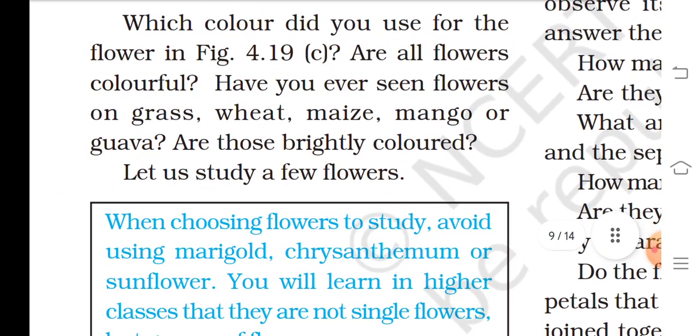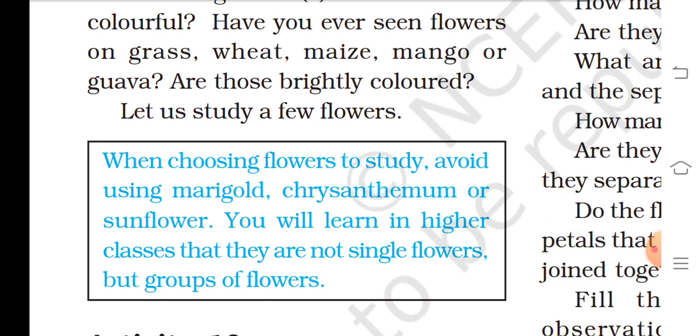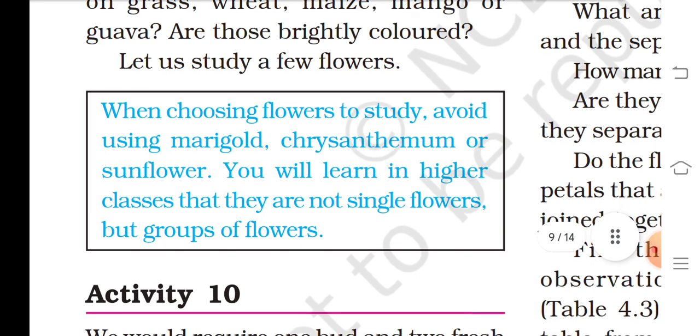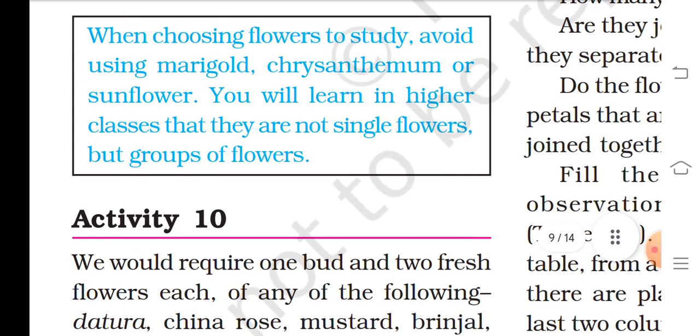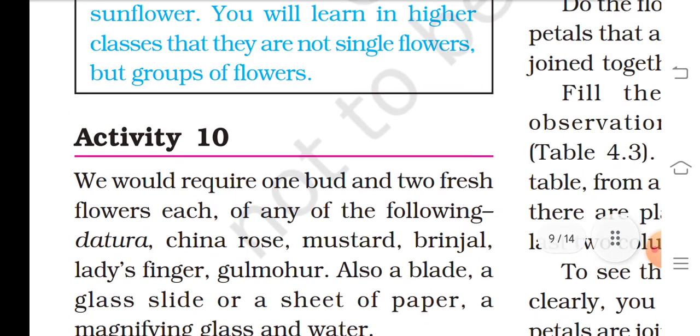Which flower did you use for the flower in figure 4.9? All flowers are colorful. Have you ever seen flowers on grass, wheat, maize, mangoes, or guava? Are those brightly colored? Let us study a few flowers. When choosing a flower to study, avoid using marigold, chrysanthemum, and sunflower. You will learn in higher classes that they are not single flowers but a group of flowers.